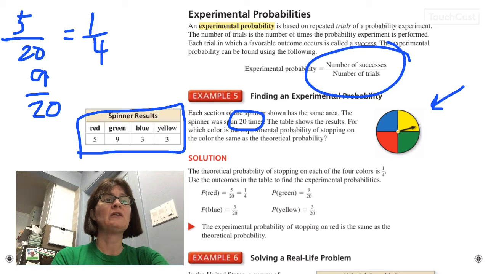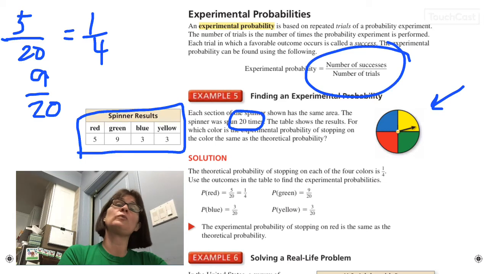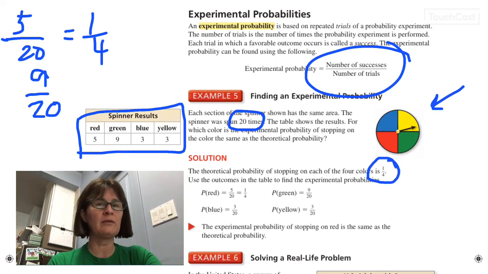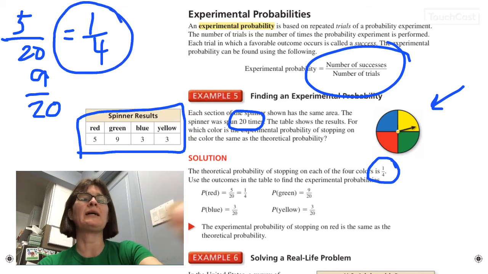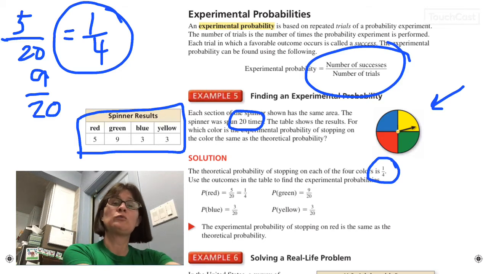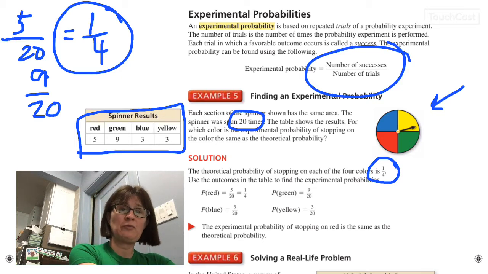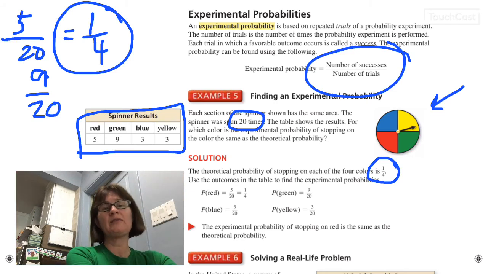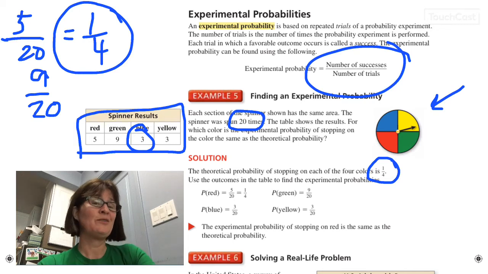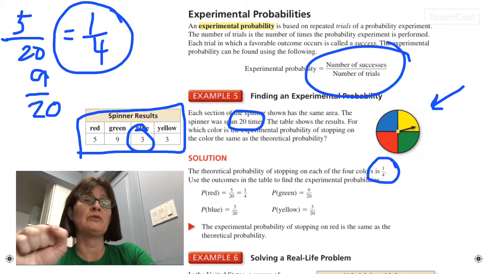So they have a question here. For which color is the experimental probability of stopping on that color the same as the theoretical probability? Well, we said the theoretical probability was going to be 1/4. We did happen to already find it. That was red. The theoretical probability of spinning red is 1 out of 4, and the experimental probability was 5 out of 20, and those are equivalent. If you took out blue, though, the experimental probability was 3 out of 20, which is not equal to 1/4. So for blue, the experimental and theoretical were different.